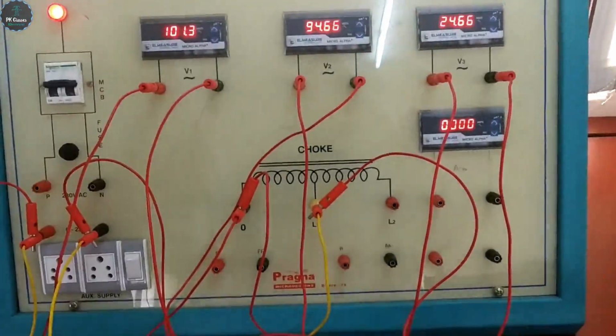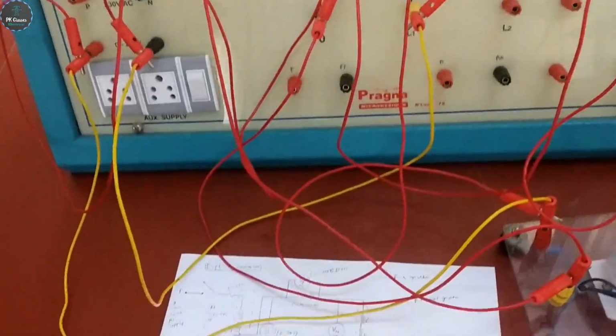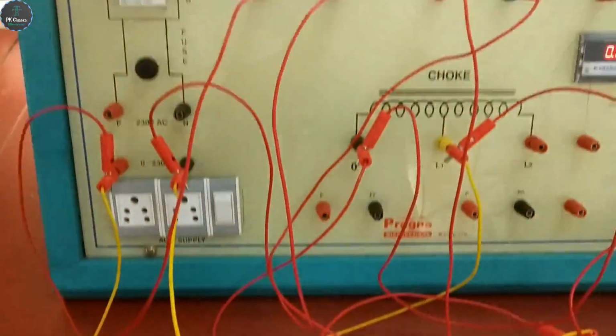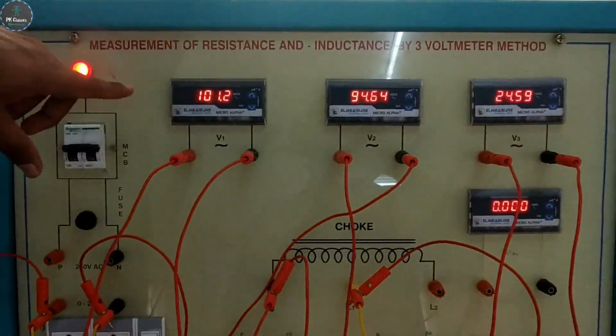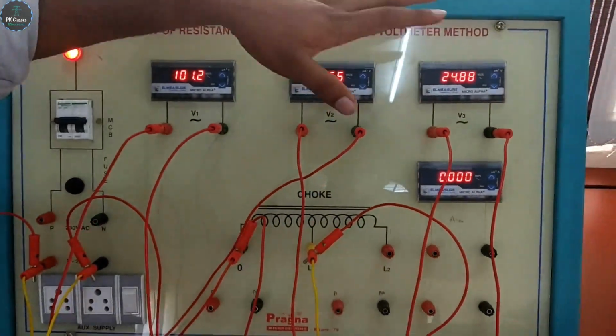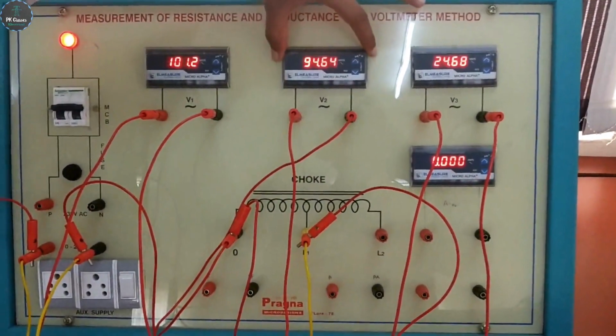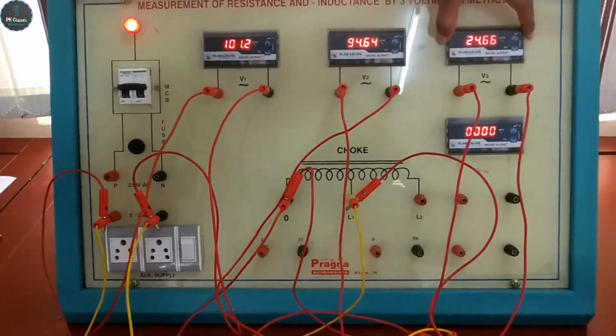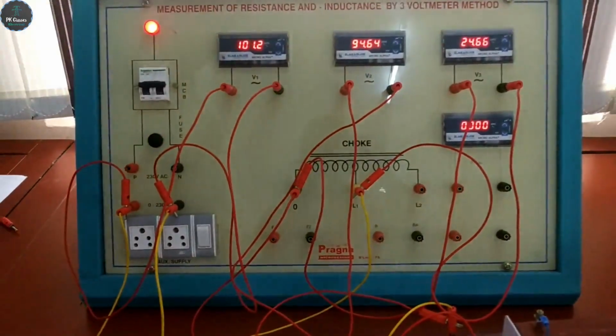See here, in this experiment KVL is not applied, because a choke coil is present. Addition of these two will not give this value. According to KVL, input voltage is equal to the sum of drops, right? So this is the drop across this rheostat and the drop across this choke coil, right? So note down the readings.